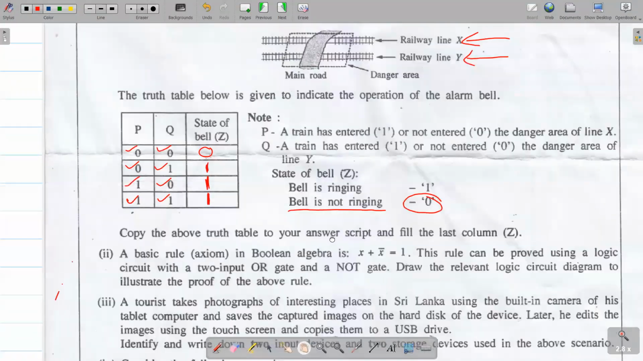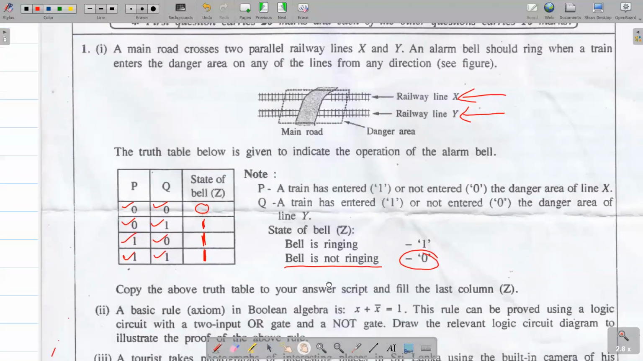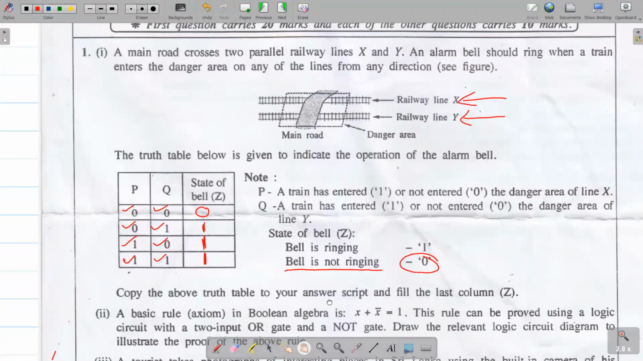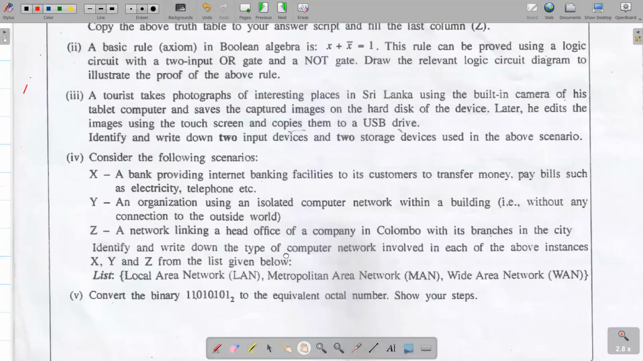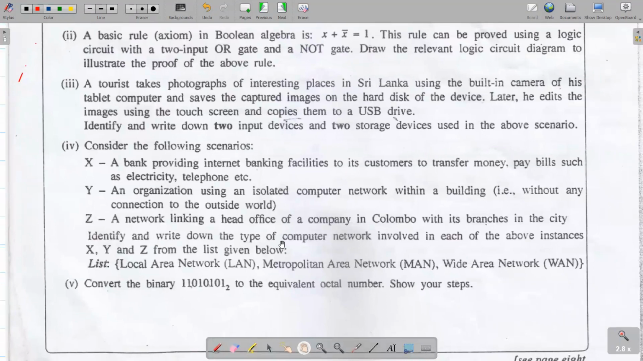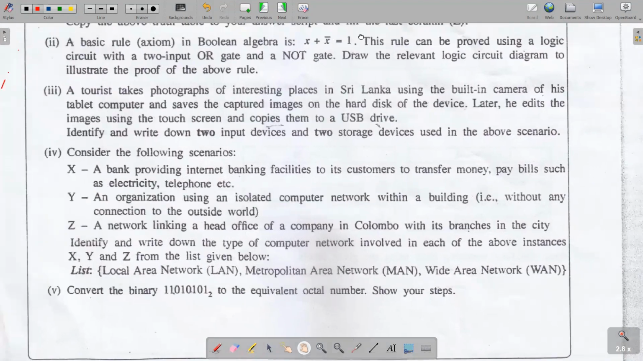Is it? No, it is not a part of the question paper. Sorry, my mistake, it's 2 marks. Problem number 2. The basic rule in Boolean algebra is x plus x bar equals 1. This rule can be proved using a logic circuit with 2 inputs, an OR gate and a NOT gate. Draw the relevant logic circuit diagram to illustrate the proof of the above rule. So you need to illustrate this particular one.